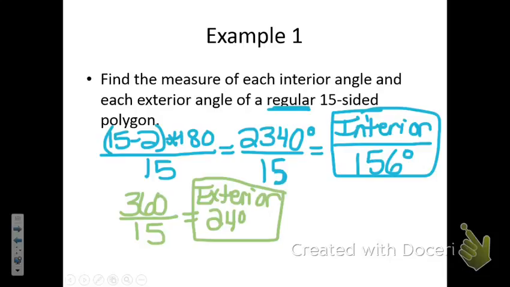Can I check myself? Yeah. What do I know these two numbers have to add to? 180, and do they? Yeah. Yes.